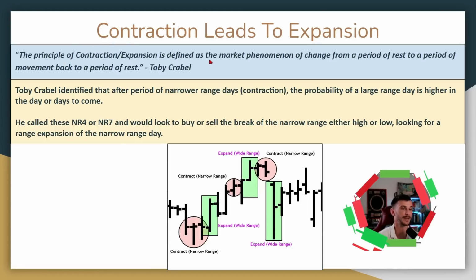The principle of contraction and expansion is defined as the market's phenomenon of change from a period of rest to a period of movement back to a period of rest. Again, this is from Toby Crabel's book. Fantastic read, probably one of the only books that has ever actually made me better. This understanding alone will greatly increase your probability of success. Just understanding what yesterday's close means in relationship to previous days and things like that in order to look for setups.